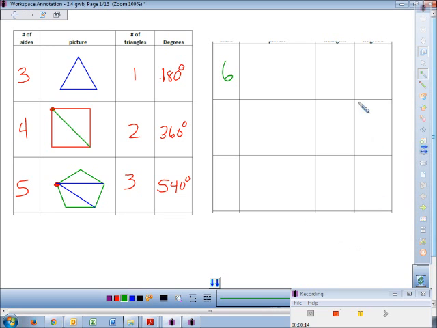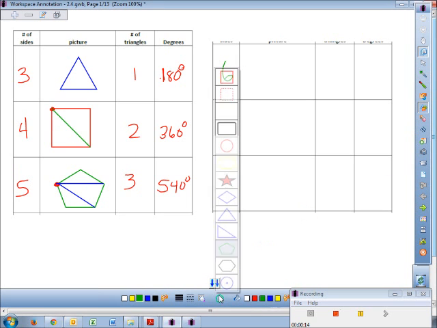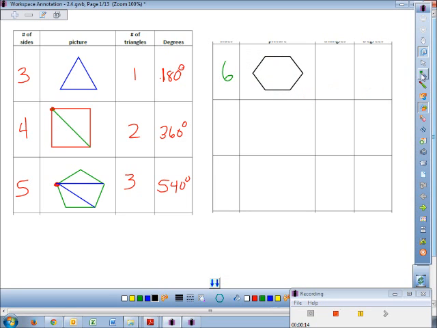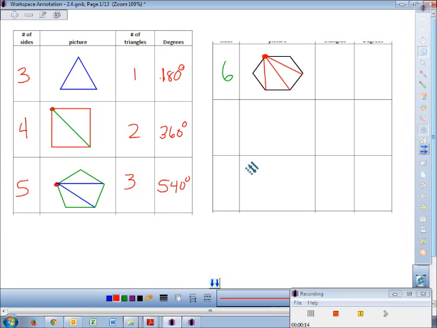Next, 6 sides is up, right? What's that called? Hexagon. Whatever my shape maker is. Then pick any vertex you want to. Doesn't matter which one. And draw all the diagonals that you can from that one vertex. How many triangles are in the picture when we do that?